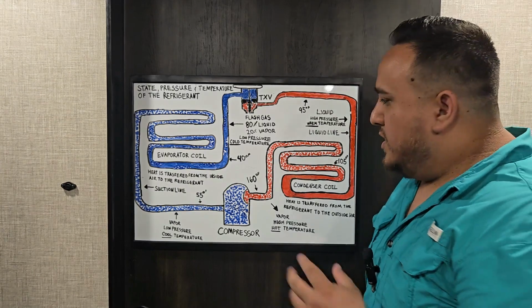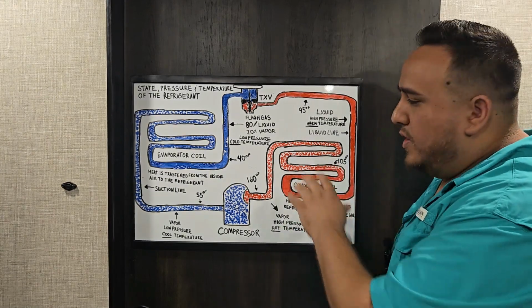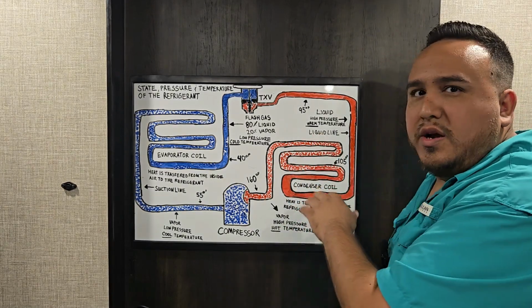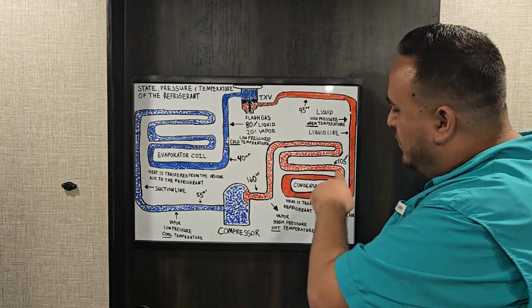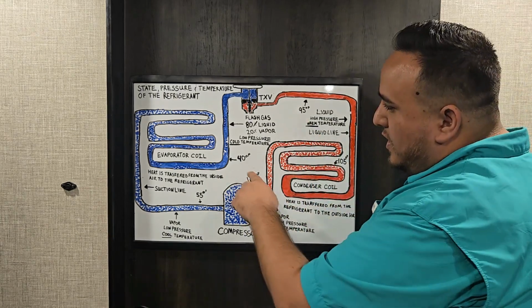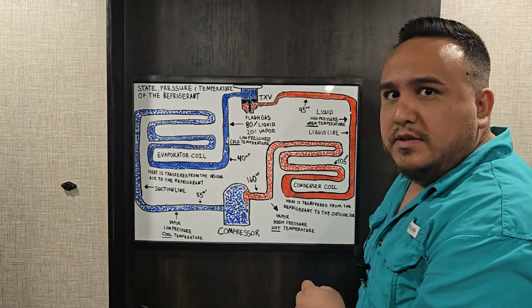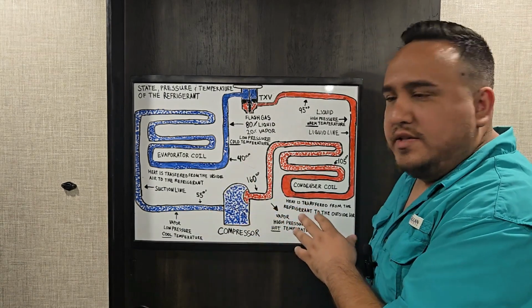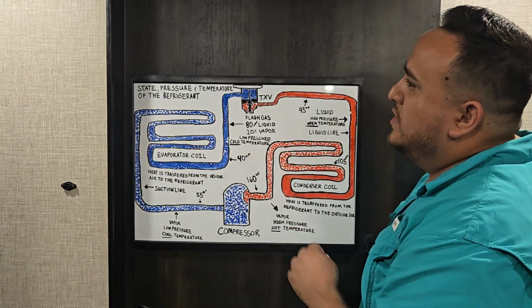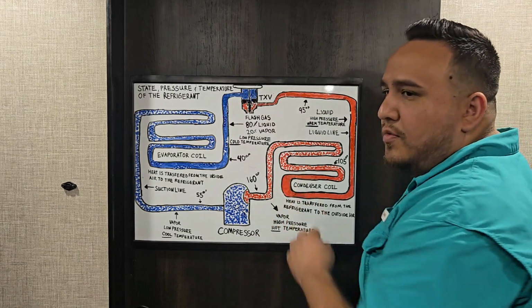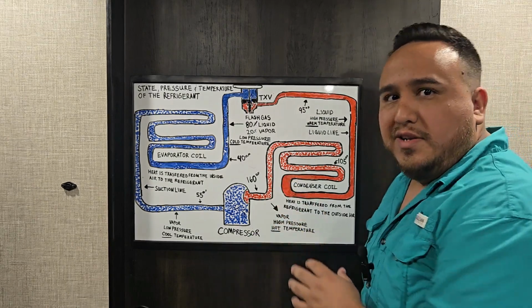So we could see the difference, right? We could see how it rejected heat and got colder, how my refrigerant cooled down a little bit from 105 to 95, and then it heated up a little bit, where it went from 40 degrees to 55 degrees. And this, as you can see, is the state, the pressure, and the temperature of my refrigerant in my refrigeration system or in my air conditioning system.